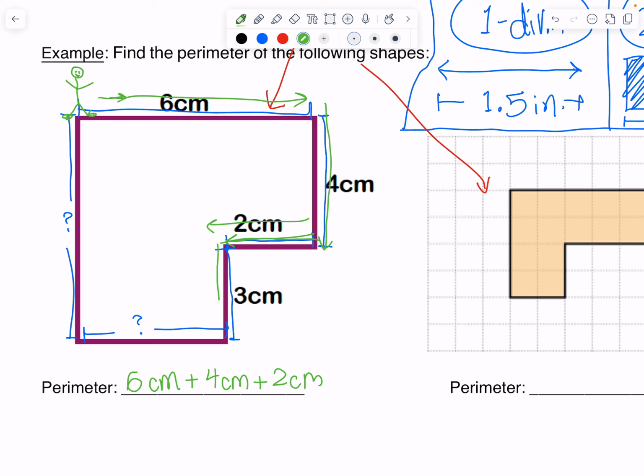And then this little person's going to walk down 3 centimeters to get to the bottom of this figure. And then it looks like a little more. Now this is where I've got to think about it. What is this number? Because this person's going to walk that distance now. So I'm thinking you've got to infer it.